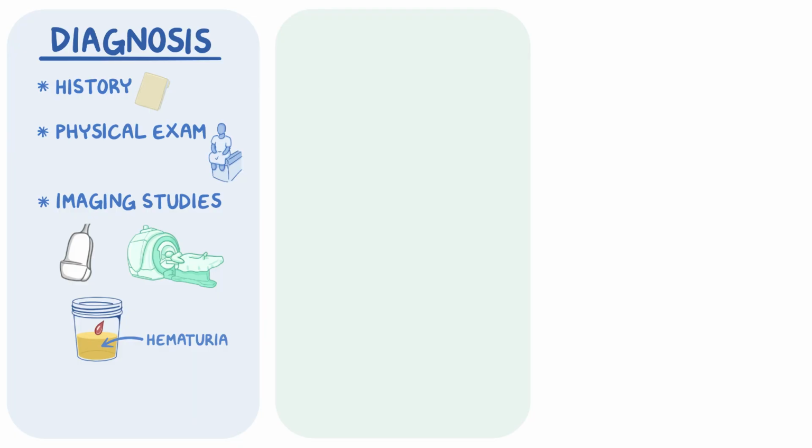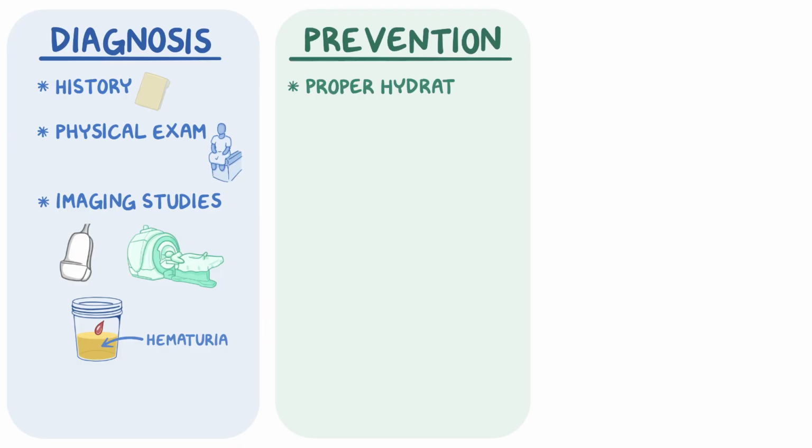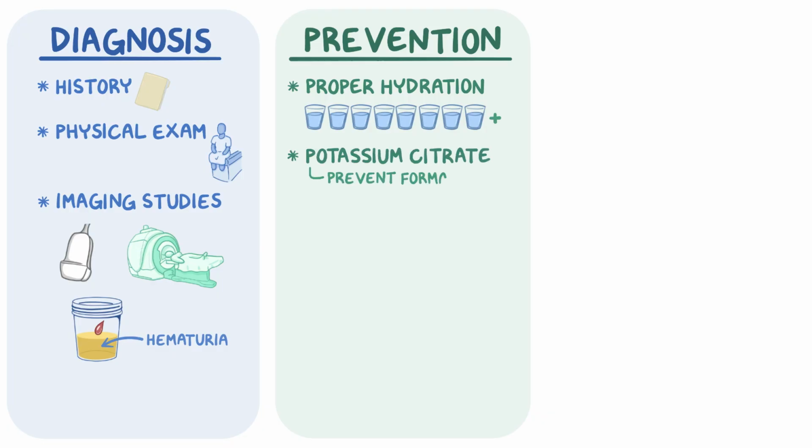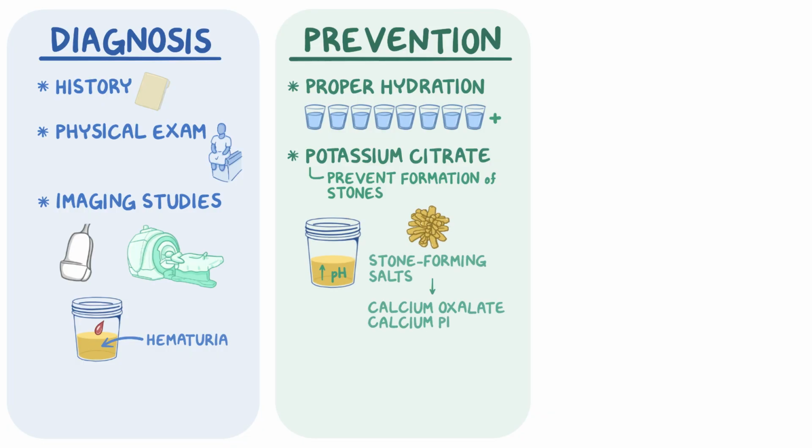Now, the formation of kidney stones can be prevented by proper hydration. A good rule of thumb is to drink 6 to 8 glasses of fluid each day, and even more on hot and dry days. Also, potassium citrate can prevent the formation of kidney stones by increasing urine pH and crystallizing stone-forming salts, like calcium oxalate and calcium phosphate.